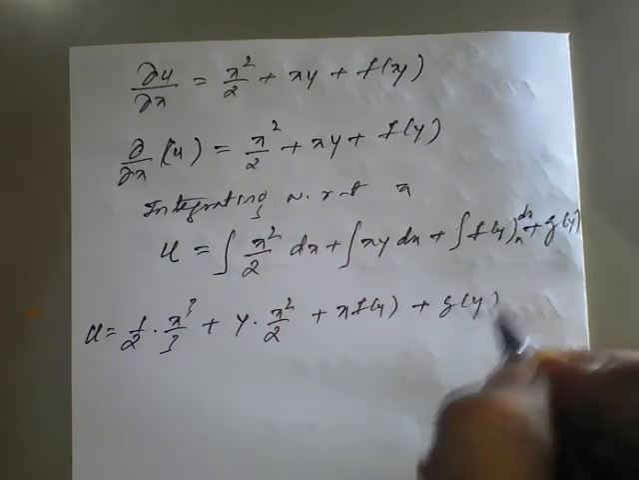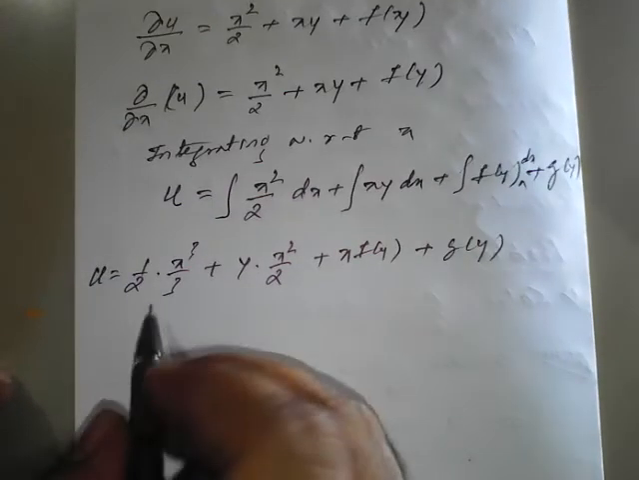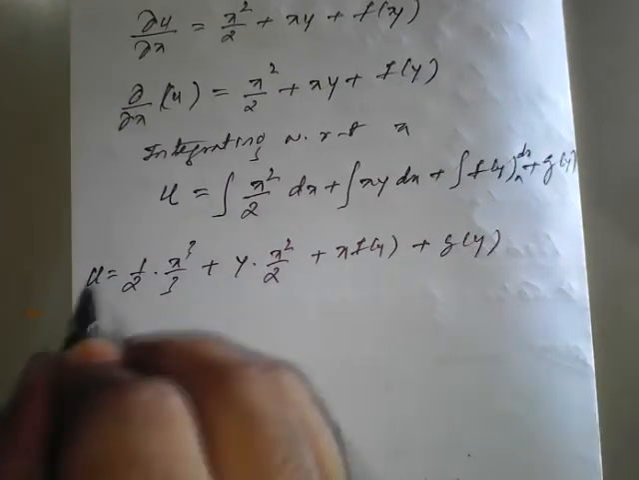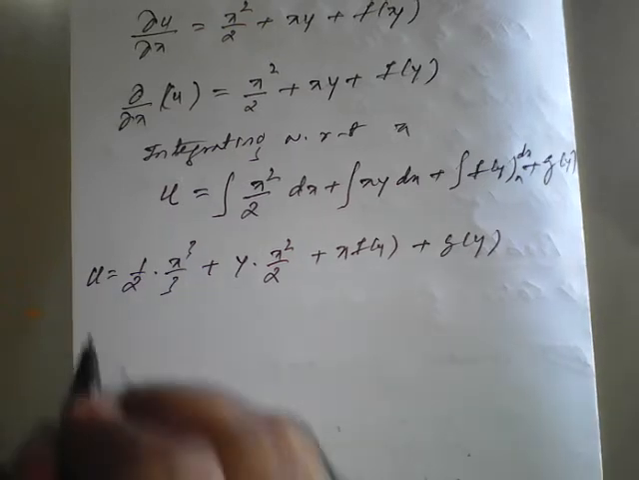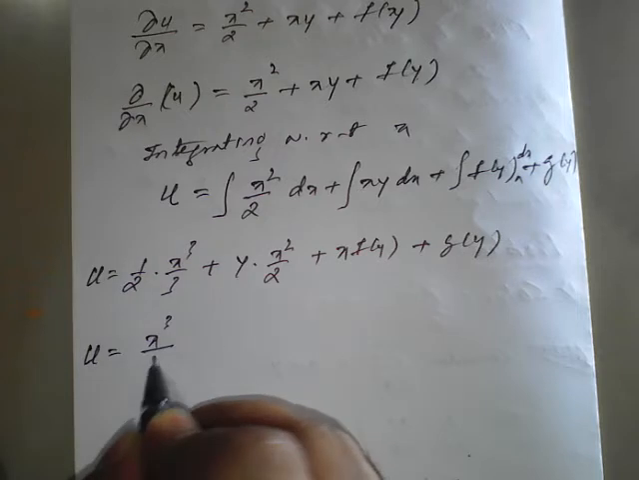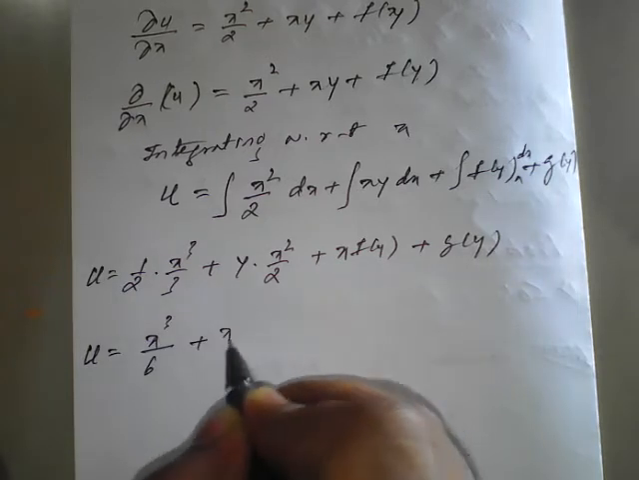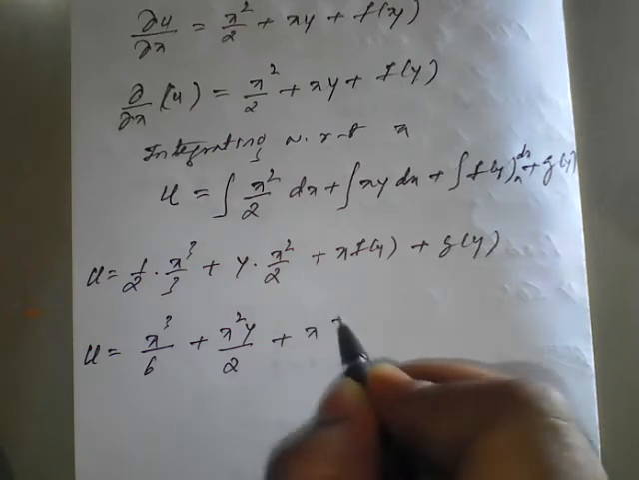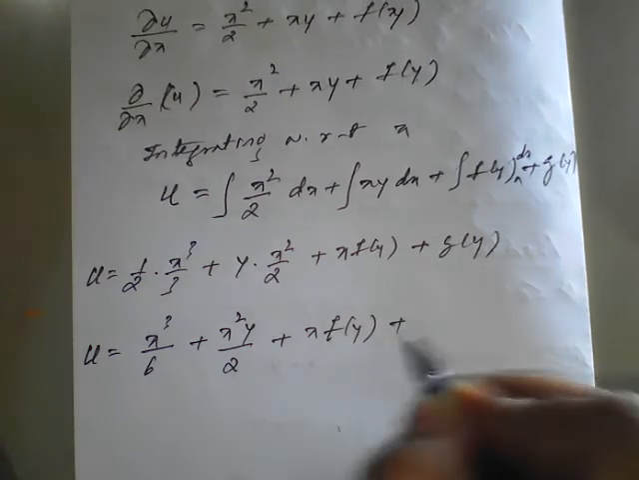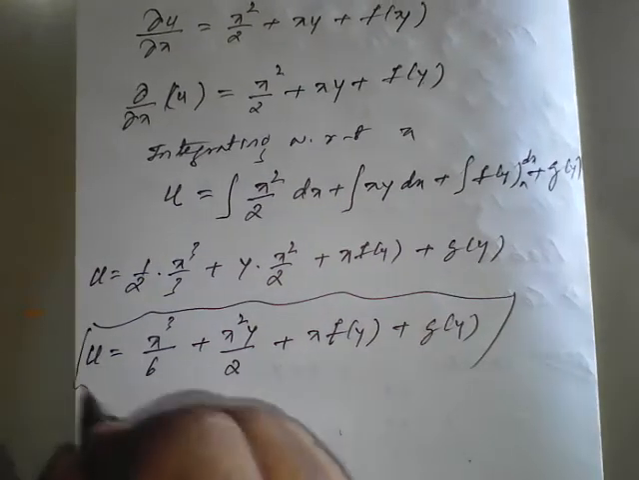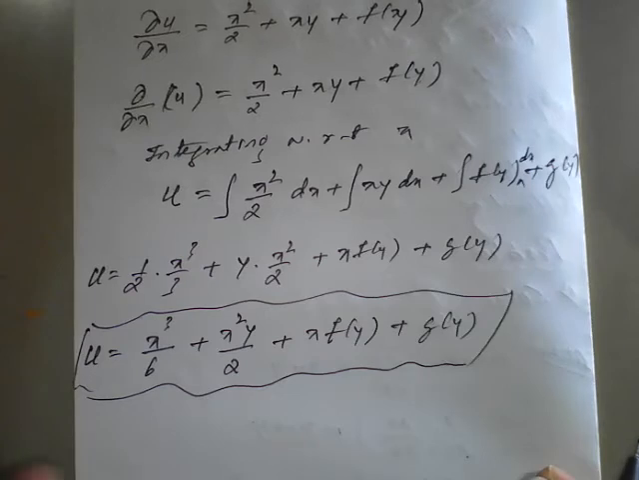So on simplification, finally, because there is no partial derivative operator here, it is now reduced to an equation. So u is equal to x cube upon 6 plus x square y upon 2 plus x f of y plus g of y is the required equation.